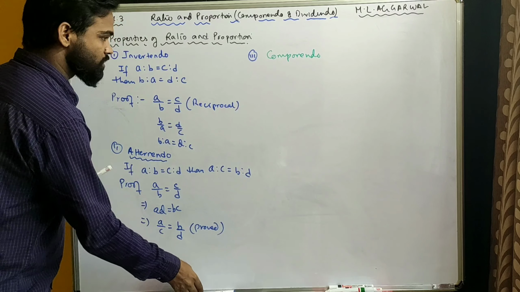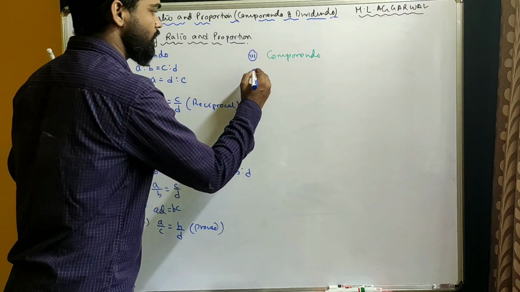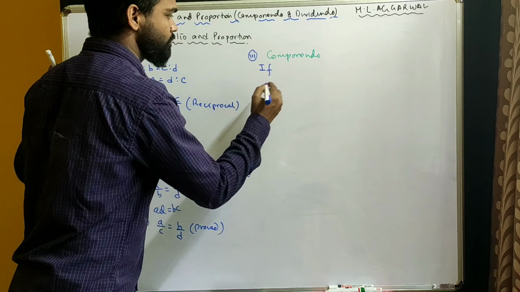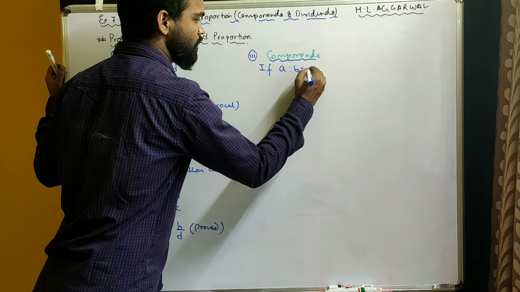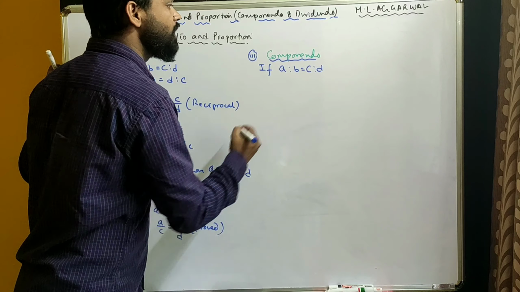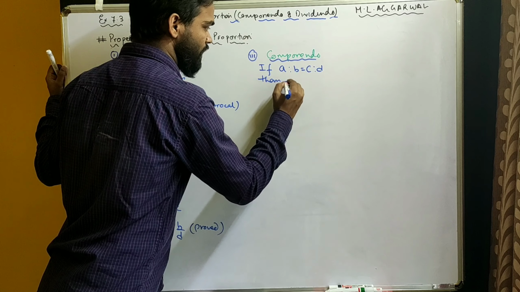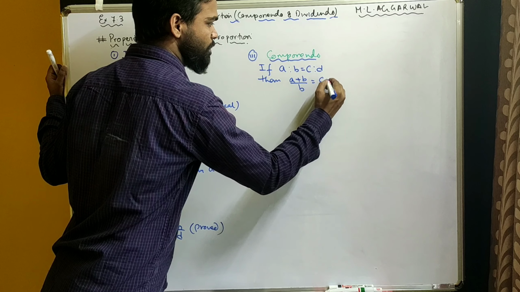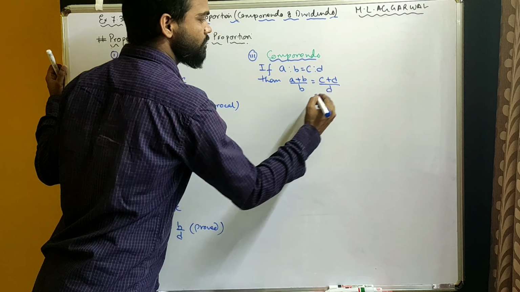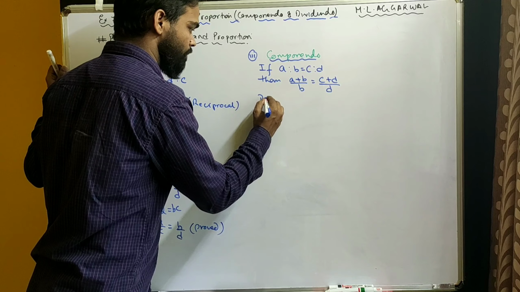Componendo. Now what is this property? Look carefully, this is an important property. If A is to B is equal to C is to D, then we can say (A plus B) by B is equal to (C plus D) by D. How come? Look over here, the proof.